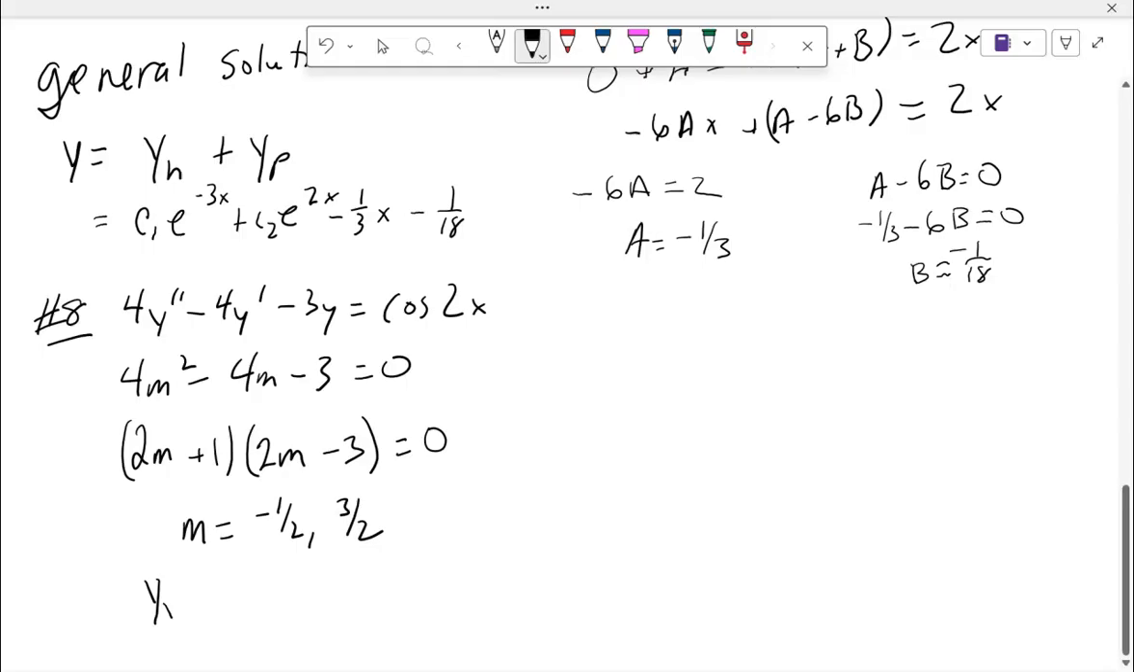From that, we should now be able to write our homogeneous solution. What is it? Homogeneous solution, sorry. I said equation, I meant solution. C1 e to the negative 1/2 x plus c2 e to the 3/2 x. Good. Halfway home. We got half of what we need, right? We've got the homogeneous part, we need to do the particular solution part.